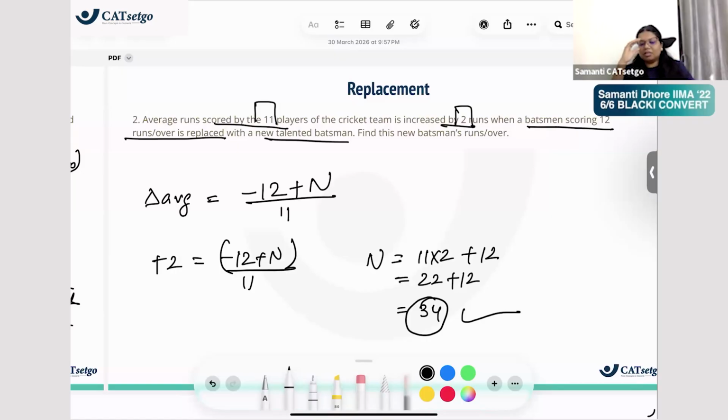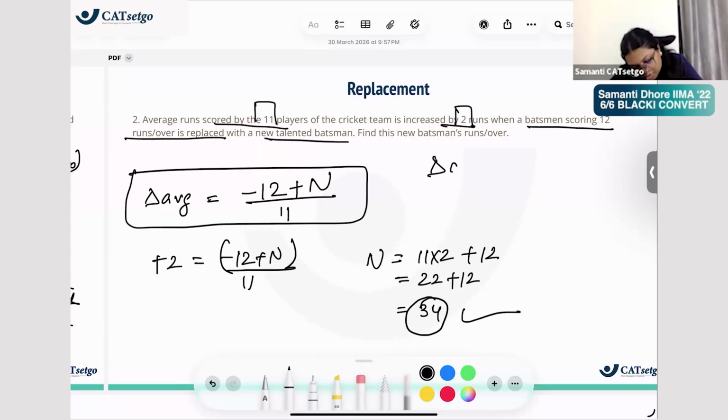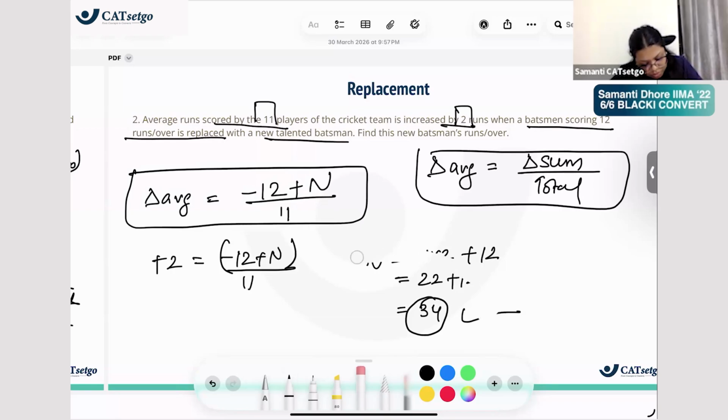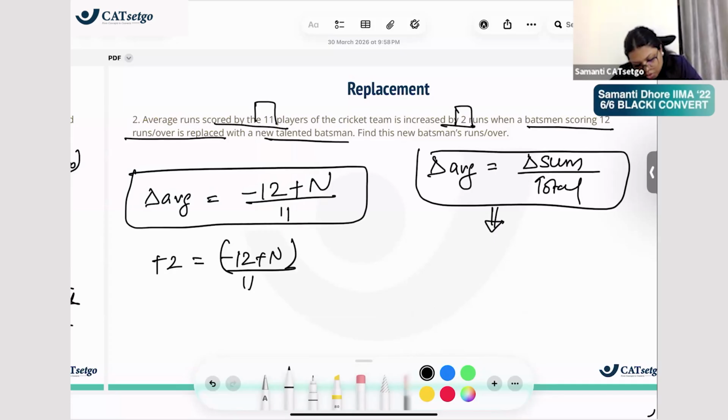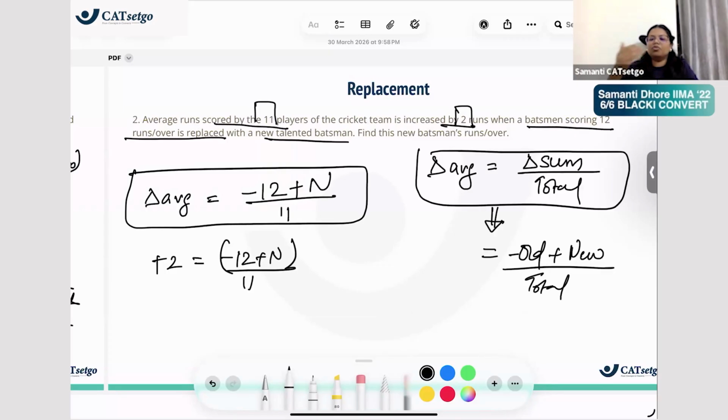मतलब छक्के मारे जा रहा था. Like wide balls, no balls मिल रहे होंगे उसको. सही है? Good. So what did we do basically? We said that the change in average is because of the change in sum divided by total people. Right? This translates into change in sum is what? Change in sum is you remove the old and you add the new. Sum क्यों change हो रहा है? Because you removed something and you added something.